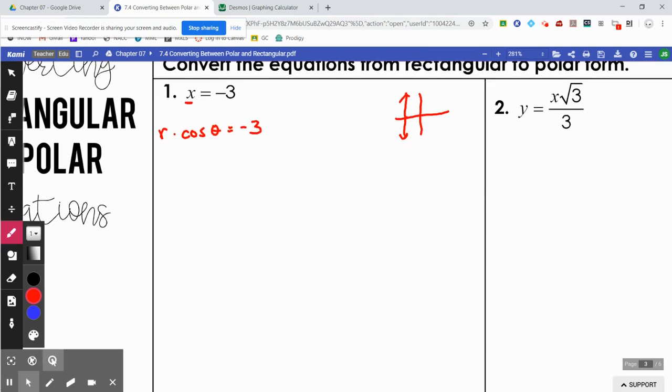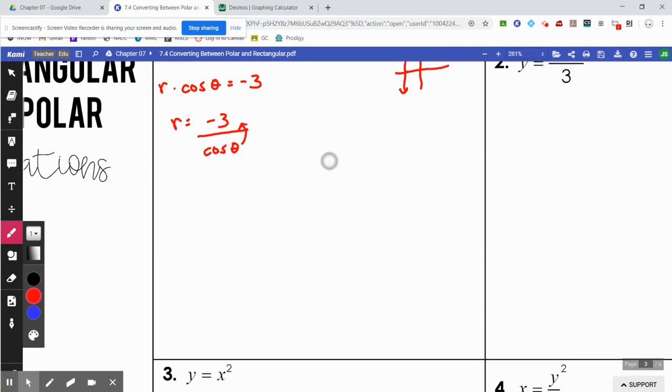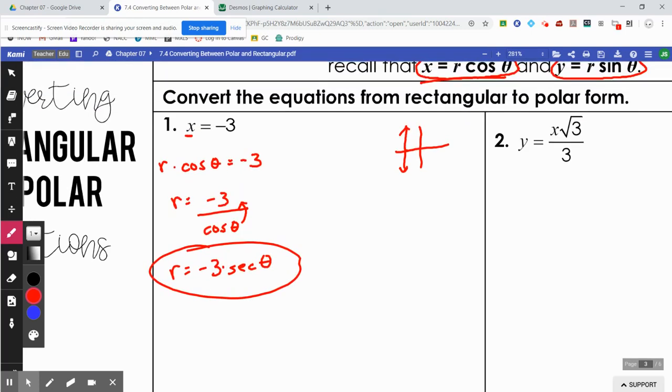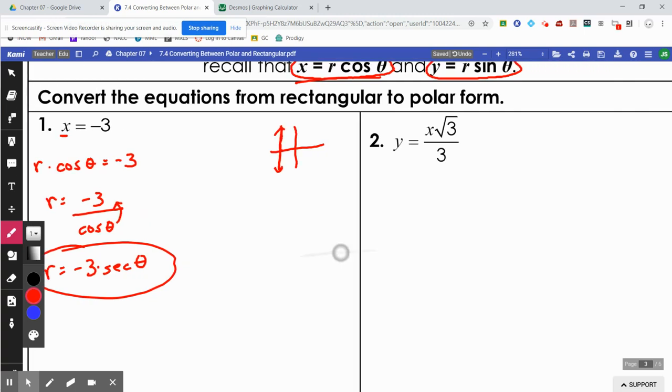And then we're simply going to solve it for r. So r would be -3 divided by the cosine of theta. And we know that the reciprocal of cosine, we can bring that cosine to the top by doing -3 times the secant of theta. So -3 secant of theta, which is actually similar to one of our graphs from a couple of lessons ago, would be, again, that vertical line.